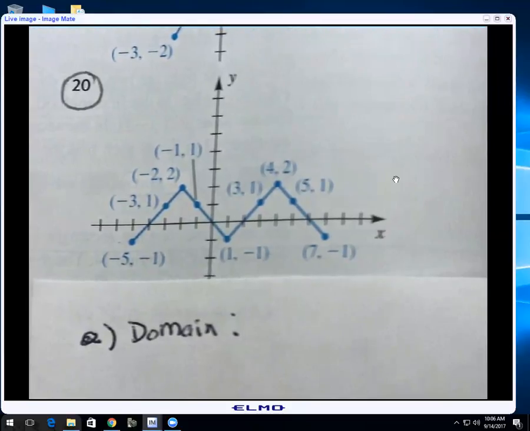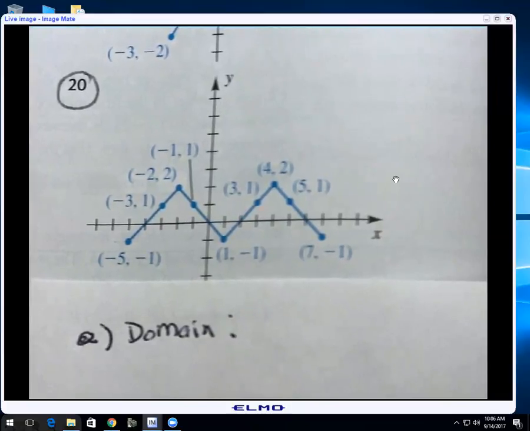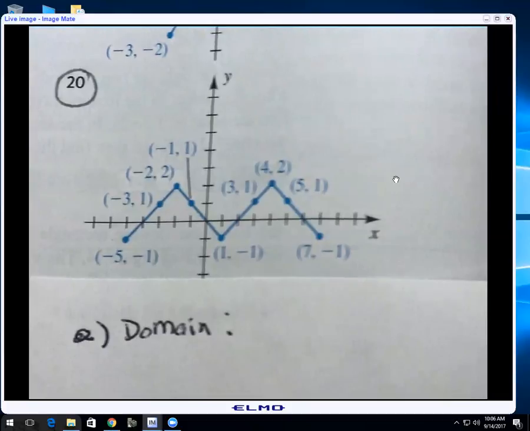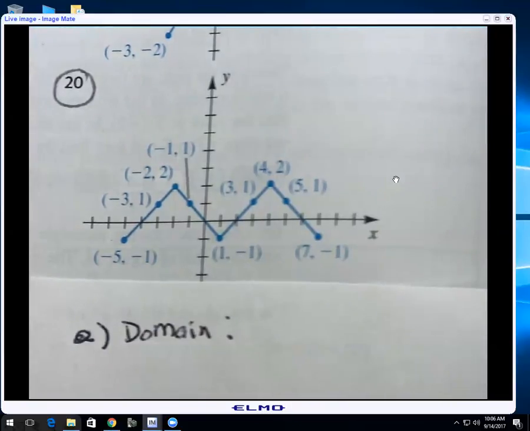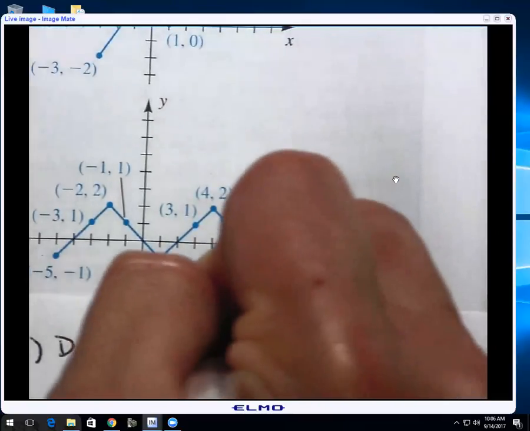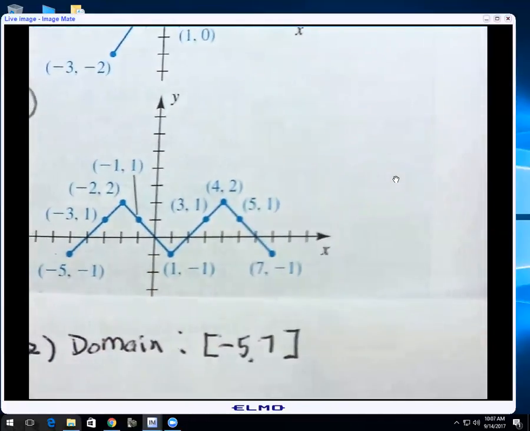Just say what's the leftmost x for which the function is defined? -5. What's the rightmost x for which the function is defined? 7. And is it defined for everything between -5 and 7, or are there any holes and gaps in there? No holes and gaps, so it's defined everywhere from -5 to 7, including both the -5 and the 7.